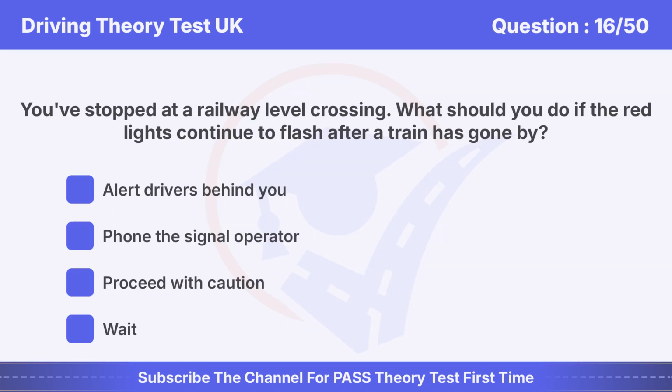Question 16. You've stopped at a railway level crossing. What should you do if the red lights continue to flash after a train has gone by?